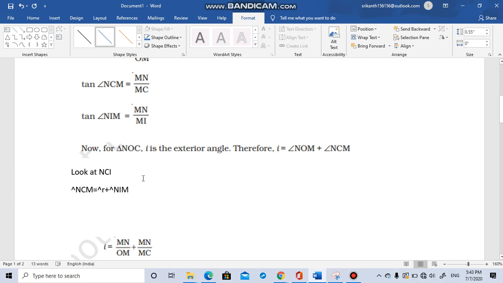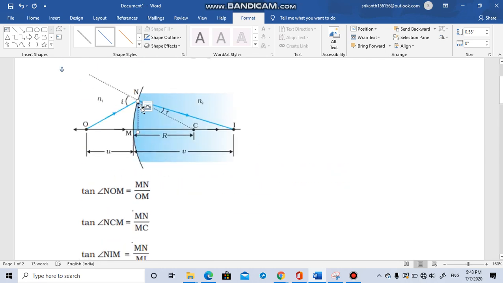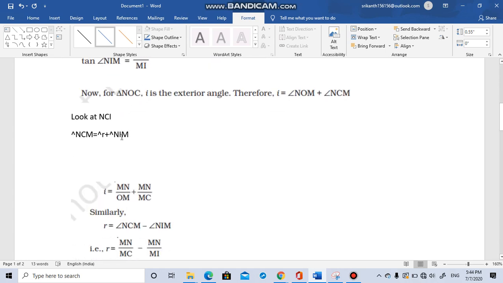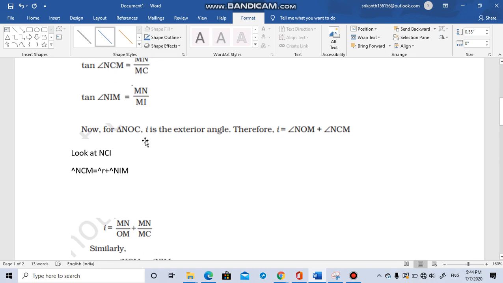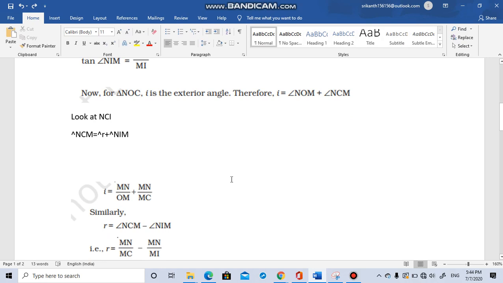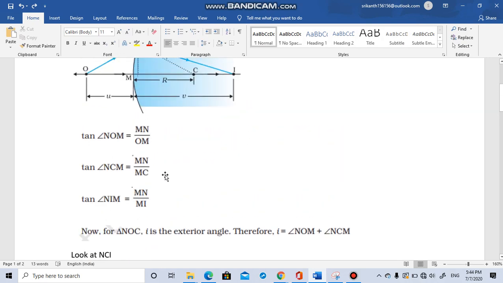Now look at the NCI triangle. You can see that this angle NCM is an external angle in that, which is equal to the small angle R plus this NIC. This is what I have written here. NCM equal to angle R plus angle NIM. I'm talking about this angle. Now from here we have already got an equation for I.